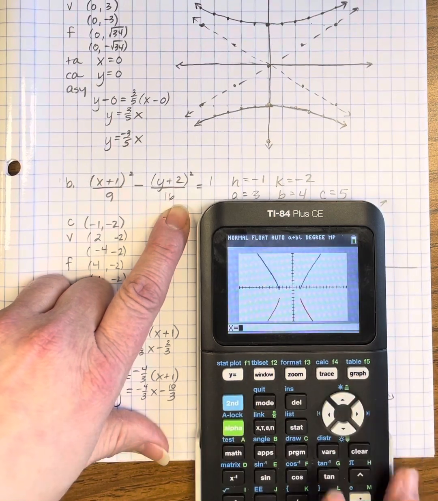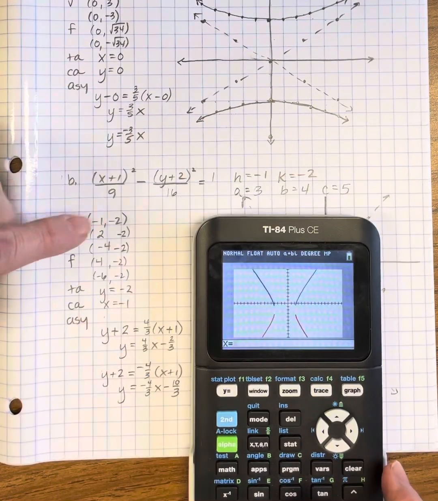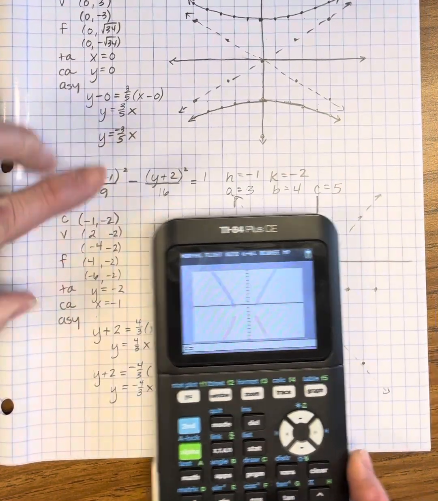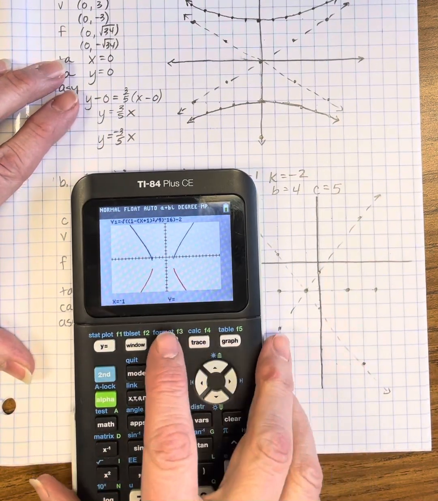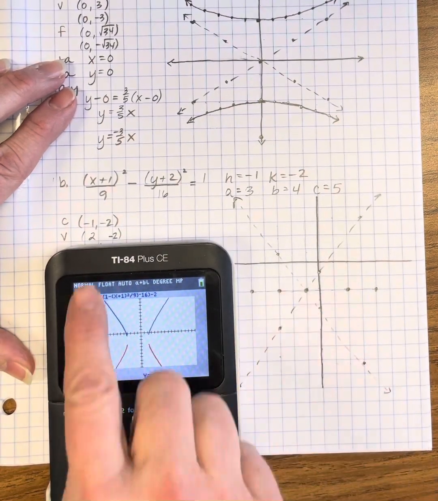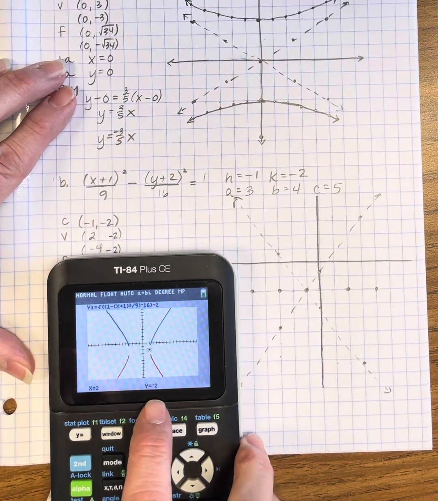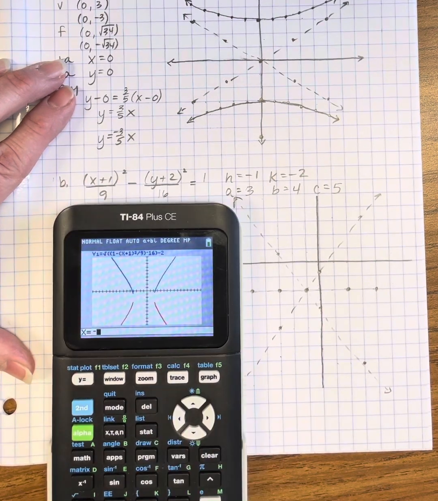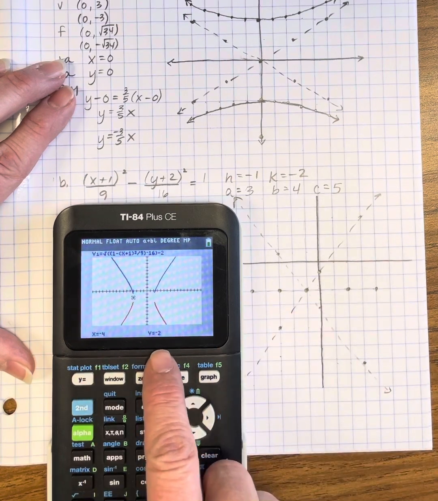If I check, I know that my vertices are at 2, -2, and -4, -2. So if I check and I go to -1, oh, sorry, that was my center. Just kidding. 2, -2. Try that again. There we go. 2, -2, and -4, -2. Those are my two vertices.